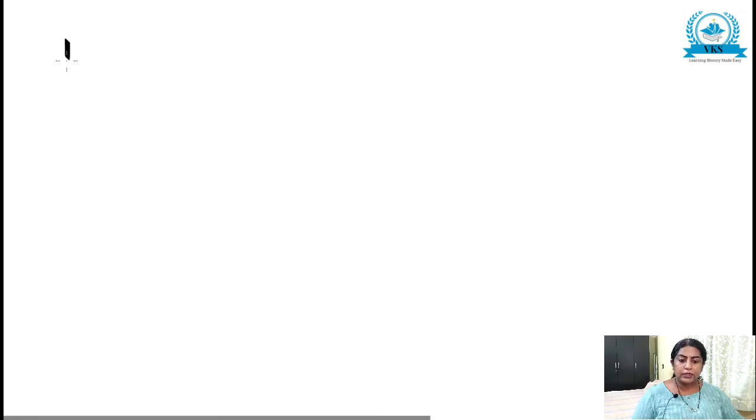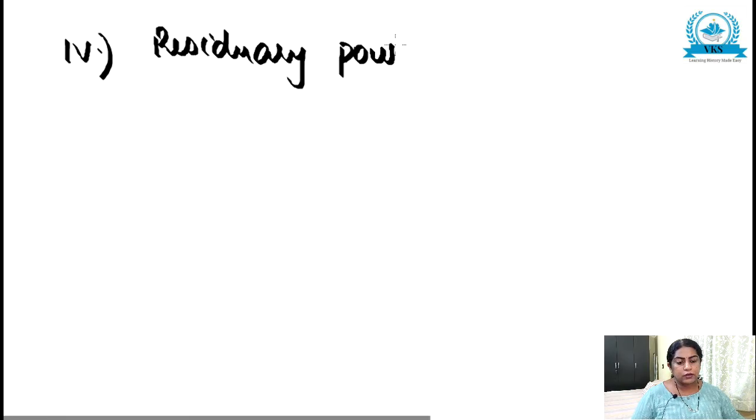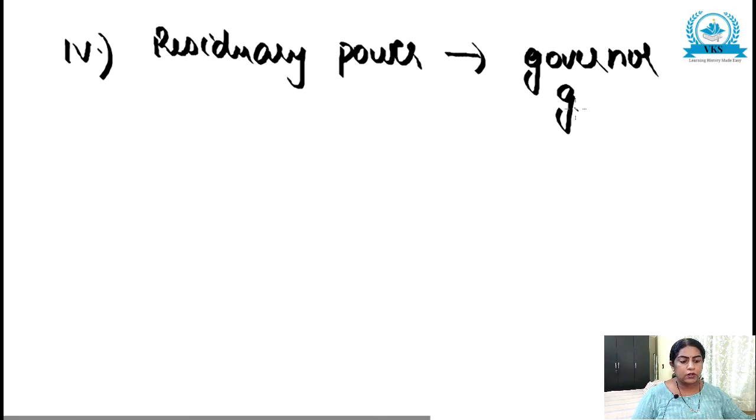And finally, there is a fourth division, that is the residuary power. Residuary power is vested with the Governor General. The Governor General has the residuary power. So this is how the division happens in the federation.